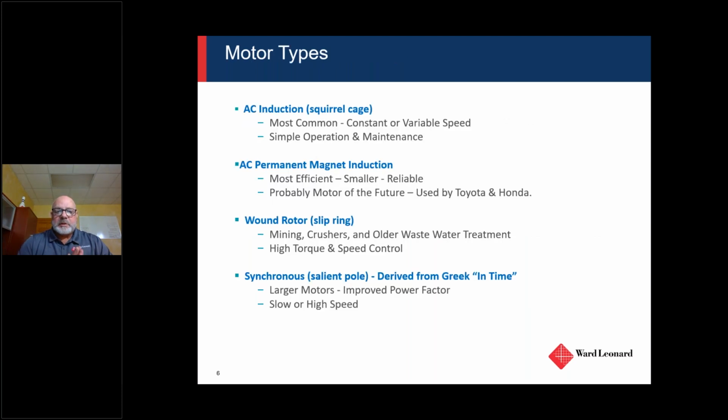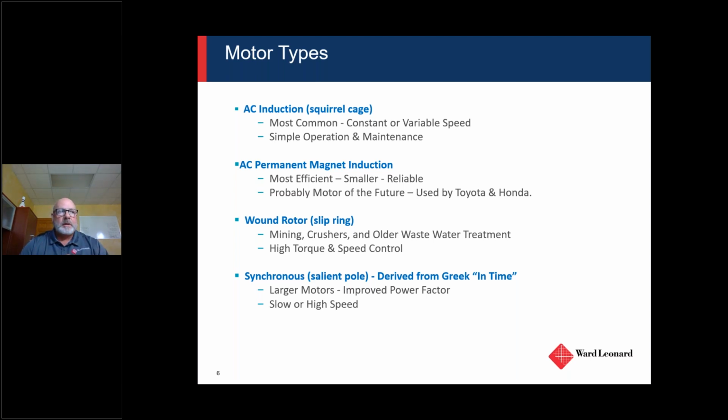Right. So we'll jump right into this. There are different motor types. Now, this isn't inclusive of everything. In fact, there's one that unfortunately got left off of this slide, which would be DC motors. But this is what we most commonly see in our industry, from a repair and application perspective.